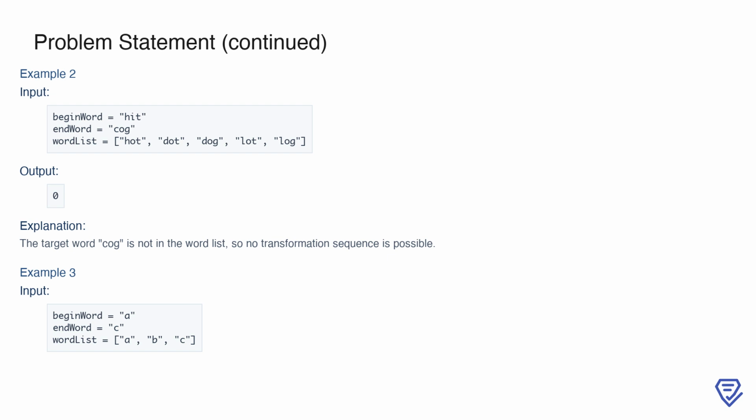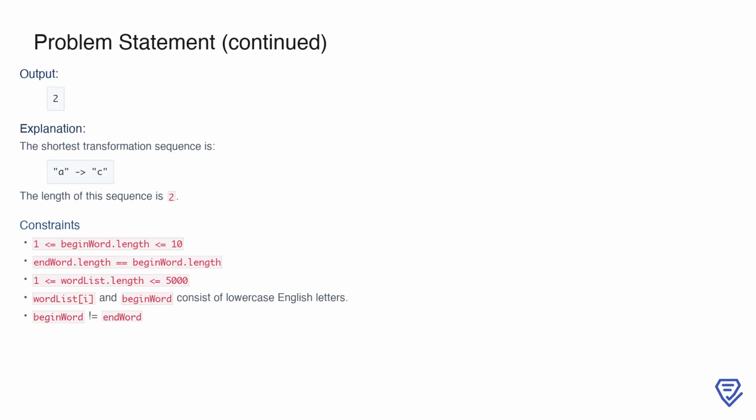Finally, let's take a look at a shorter example. Here, the begin word is A, the end word is C, and the word list is A, B, C. In this case, the shortest transformation sequence is A-C. Since only one letter changes and C is part of the word list, this sequence is valid. The length of this sequence is 2, which is the output. These examples highlight how the problem requires us to not only find a valid transformation path but also ensure that the path is as short as possible.